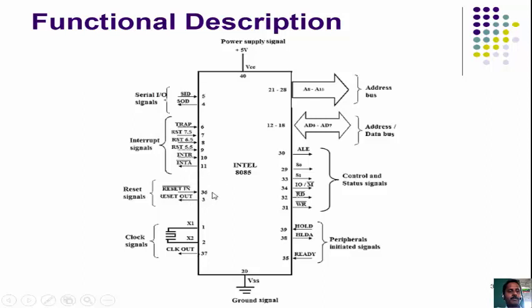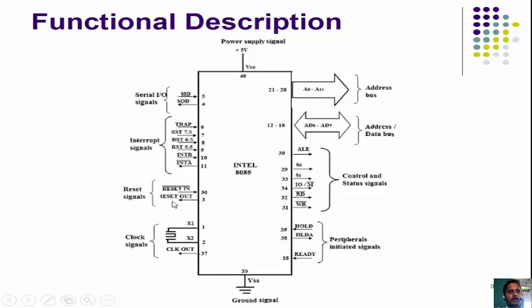Pin number 36 and pin number 3, these are the reset signals. So an active low reset signal you have to connect on pin number 36, that is reset in bar. A resistive and capacitive RC network you have to connect here to reset the 8085 microprocessor.